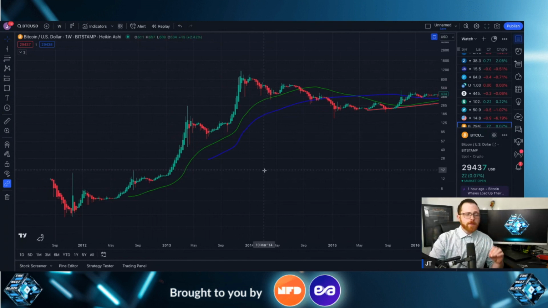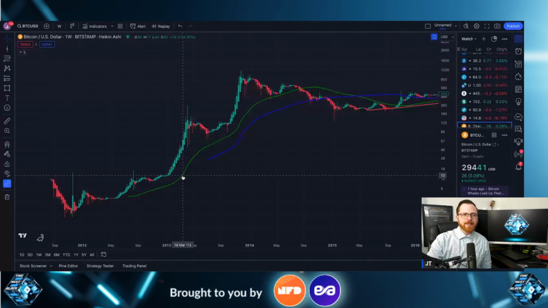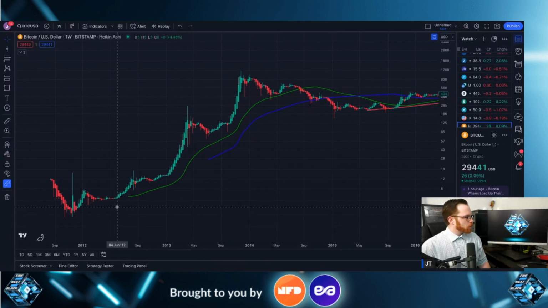Now, real quick, one of the things that people have noticed is that the 50-week moving average is kind of acting like a bull market support band. So when we're above it, the bull market is on. When we're below it, the bear market is on. If you go back all the way to the beginning, you can see this clear as day. So we are above this green 50-week moving average.